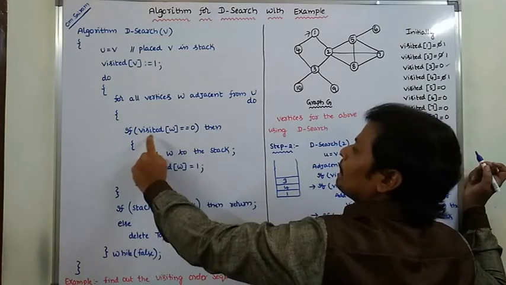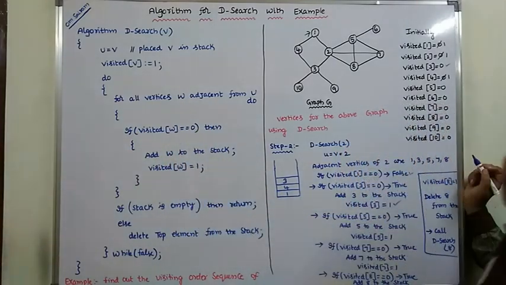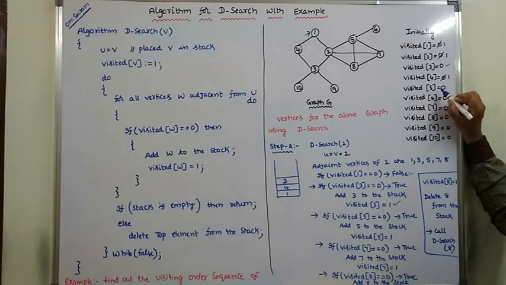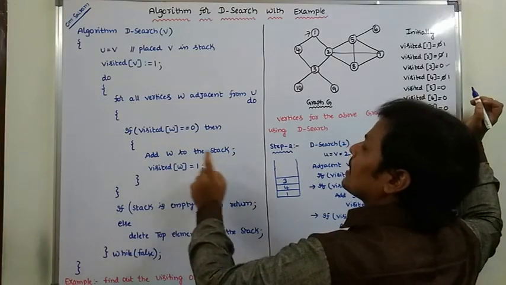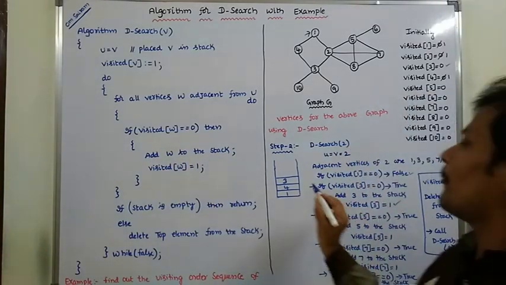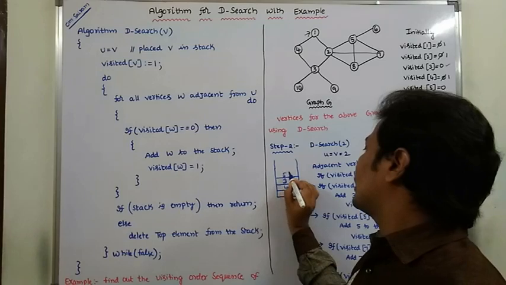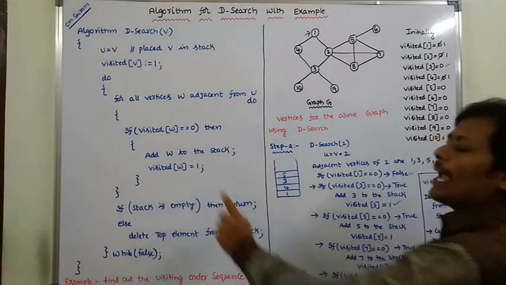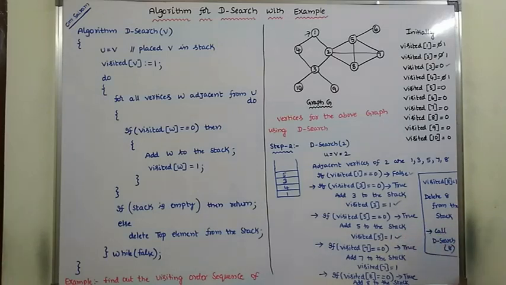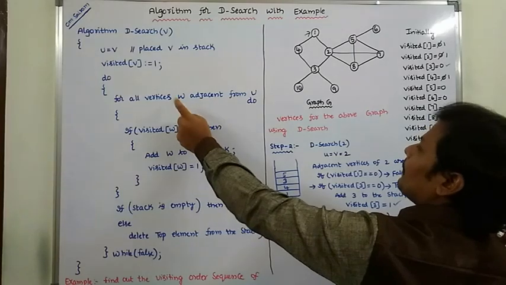Brace begin. Visited of 5 is equal to 0? Yes, visited of 5 is equal to 0. Condition true, then go to the if block. Add W to the stack. That means W value 5, so 5 can be added to the stack. Next, visited of 5 is equal to 1. Again control goes to the for loop.